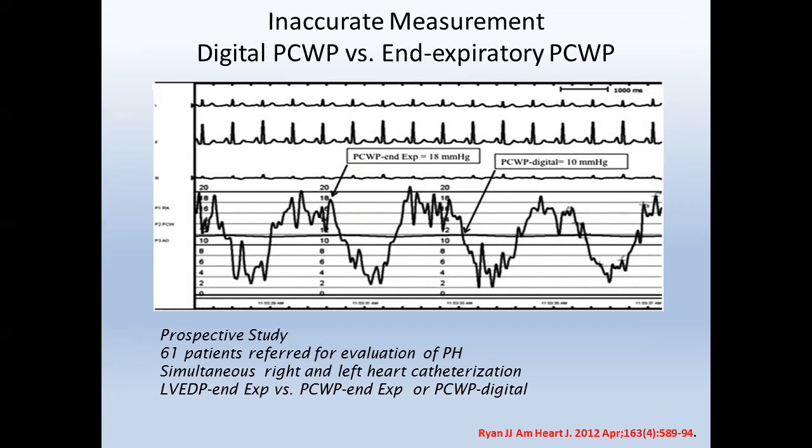Why is this important? Because I'll show you some data. I think you guys have already looked at it. This is 61 patients referred for evaluation of PH at the University of Chicago. They had both right and left heart catheterization at the same time. We compared the computer-generated pulmonary capillary wedge pressure and the manually calculated end-expiratory pulmonary capillary wedge pressure to left ventricular end-diastolic pressure, which is the gold standard. The pulmonary capillary wedge pressure is the surrogate for your left-sided diastolic pressure.